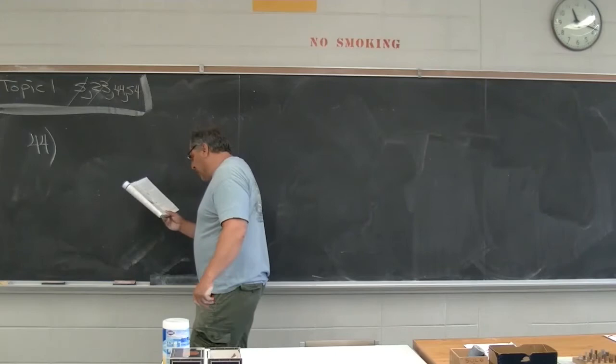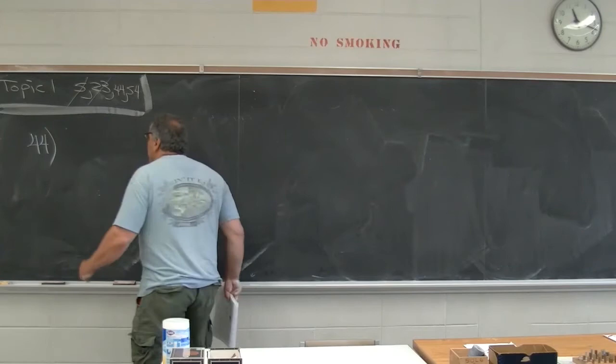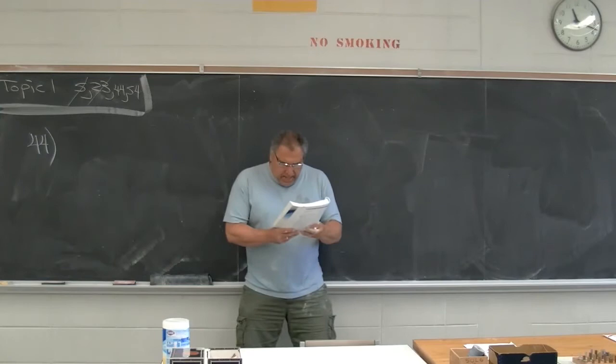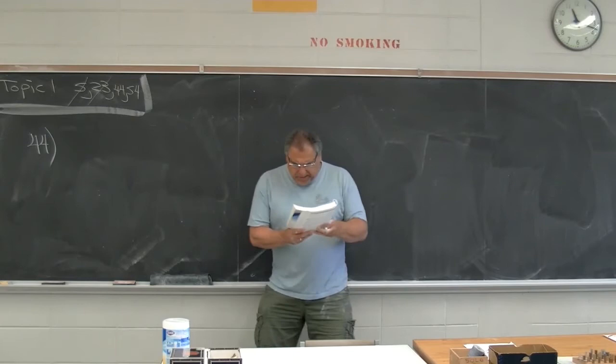For number 44, given points R1 theta 1 and R2 theta 2 in polar coordinates, obtain a general formula for the distance between them. Simplify as much as possible using the identity cosine squared theta plus sine squared theta equals 1. Write the expressions for the two points in Cartesian coordinates and substitute into the usual distance formula. Okay, there's a lot here to keep in mind, guys.